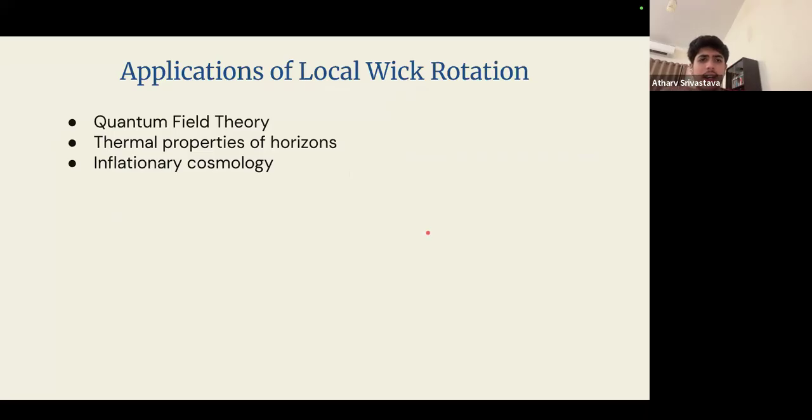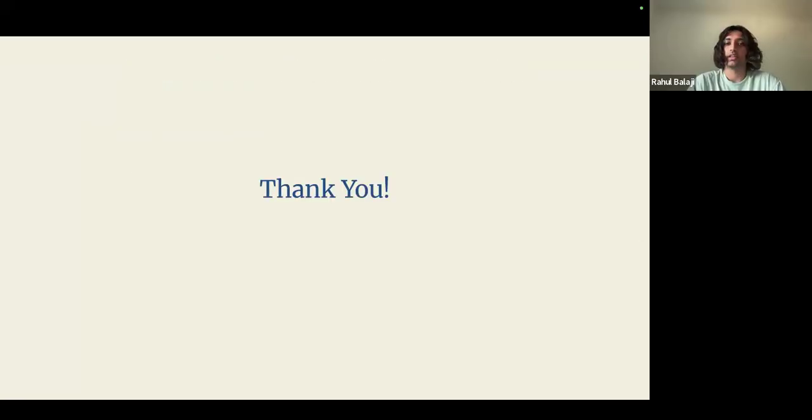Yeah, and basically, as I mentioned before, applications of Wick rotation include quantum field theory to simplify the path integrals. Wick rotations are mainly a mathematical tool, with not much of a physical interpretation, except in the thermal properties of horizons, and you can use this for Hawking radiation and such, and also inflationary cosmology. So yeah, those are some applications of Wick rotation. Maybe we can even expand upon a little bit of the application stuff.